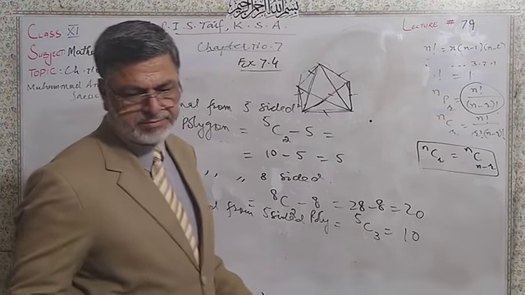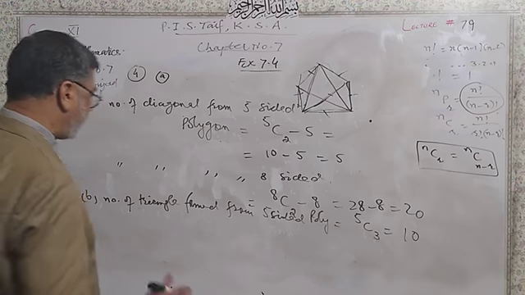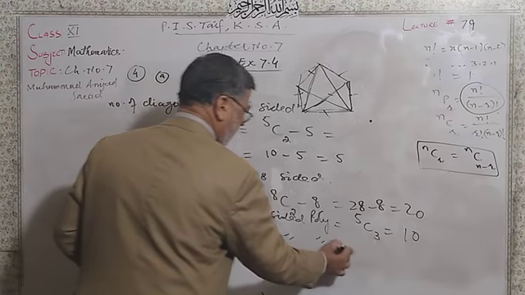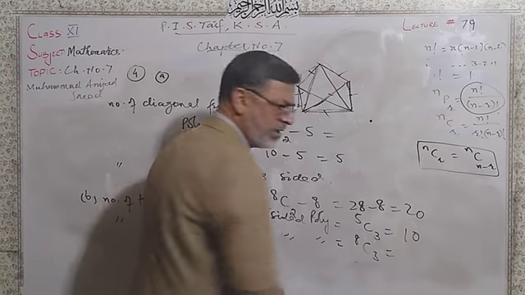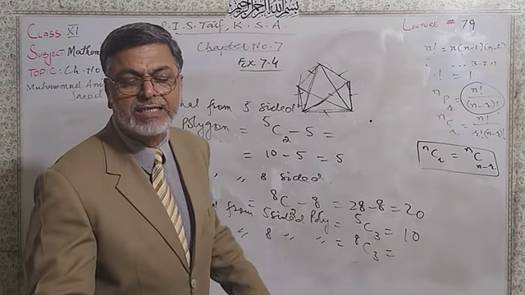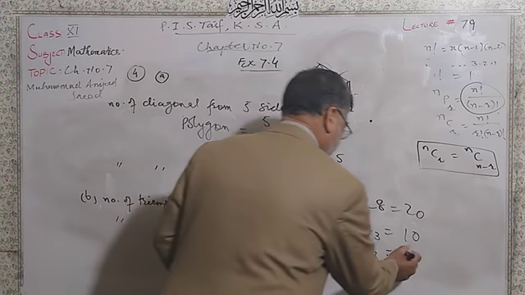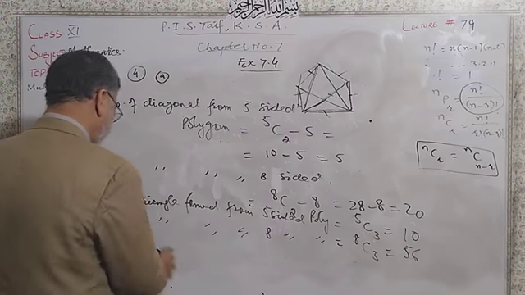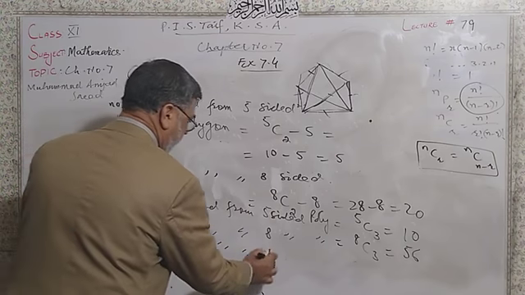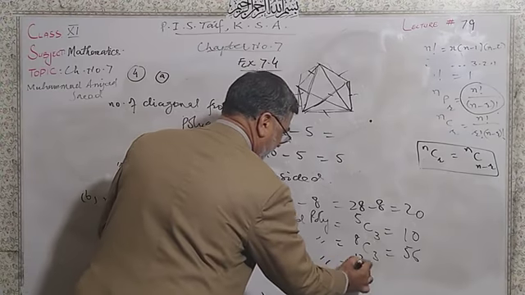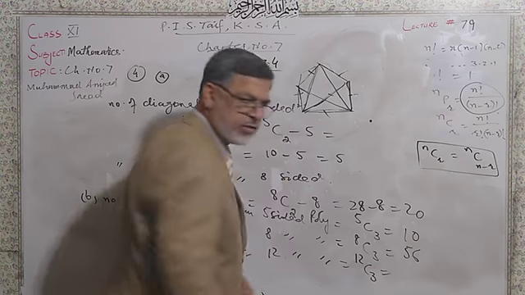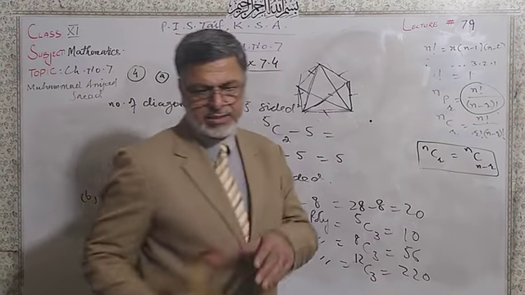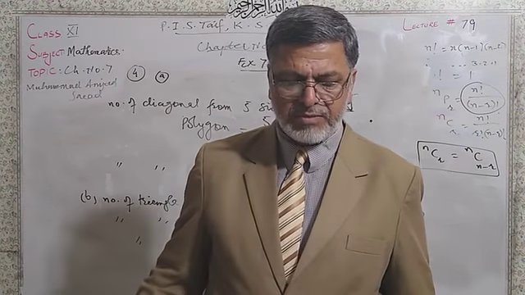So this is the way. And after that, the number of triangles formed from an 8-sided polygon is 8C3. If you simplify, the answer will be 56. Similarly, the number of triangles formed from a 12-sided polygon, 12C3, is equal to 220. So dear students, that was your question number 4.